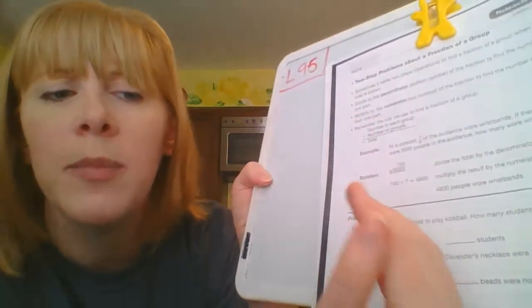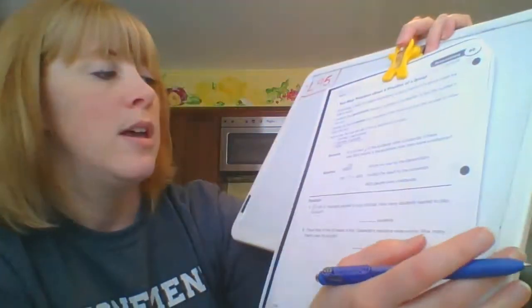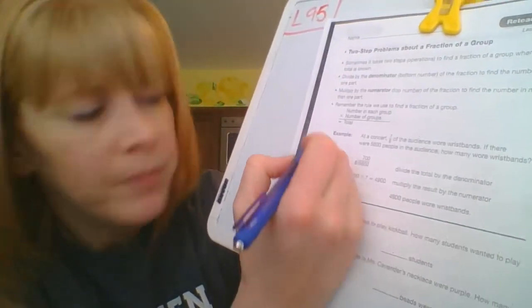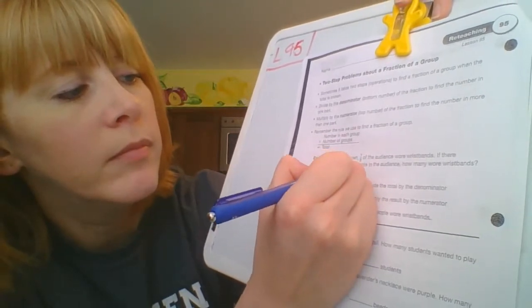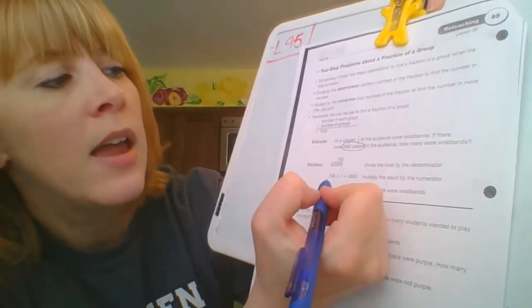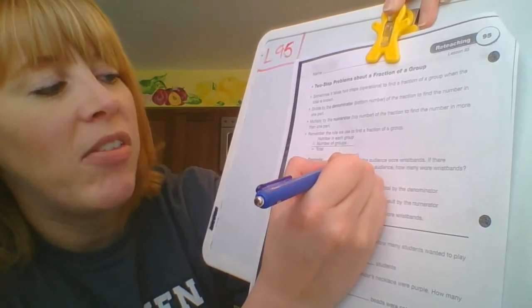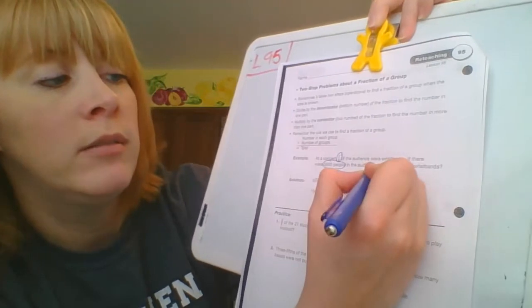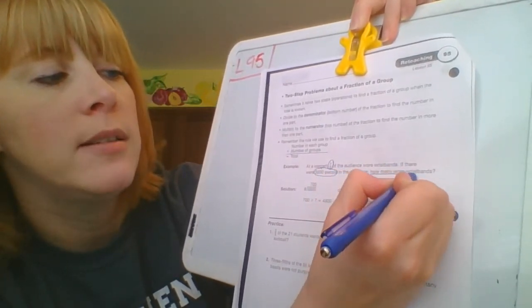So I'm going to do CUBES. It's going to be a little bit more simplified because I'm going to need to do some more creative stuff afterwards. So C in CUBES: circle numbers and units and labels. So I am going to circle 5,600 people. I'm going to circle 7/8. You underline your question: how many people wore wristbands?